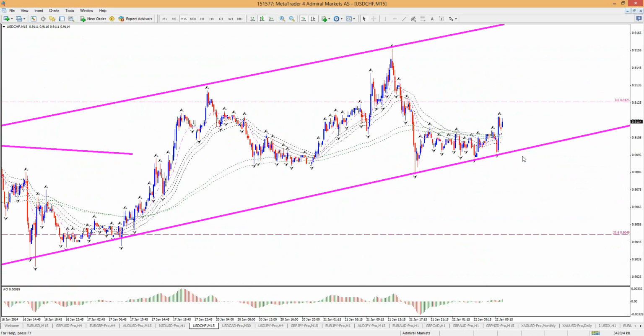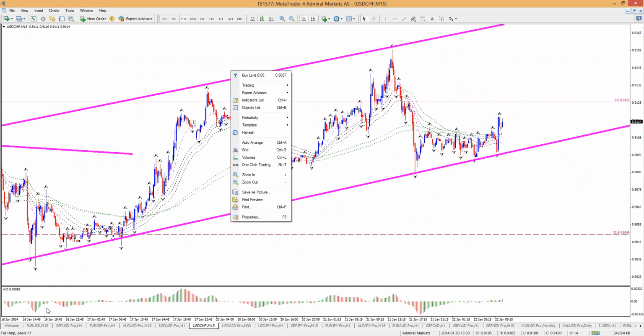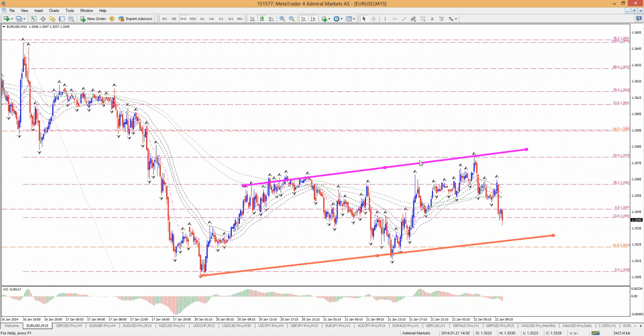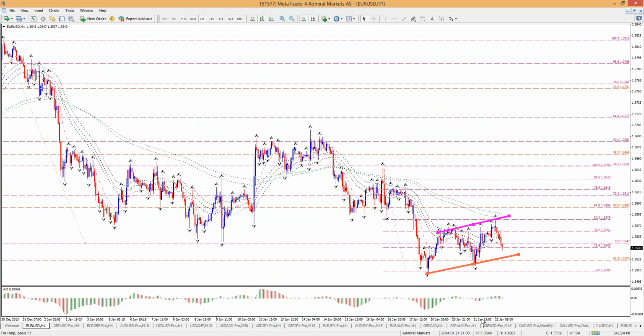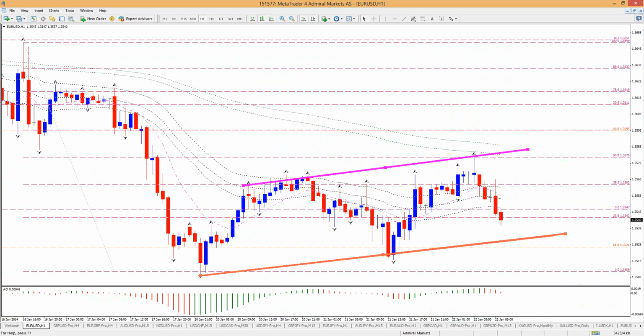Dollar Swissy, or euro dollar maybe, could be the better ones today. Let's see, 1 hour chart. Last hour was bearish. We had a few hours of bearishness, so we could see maybe some small downside. I would like to see a bounce and then break.